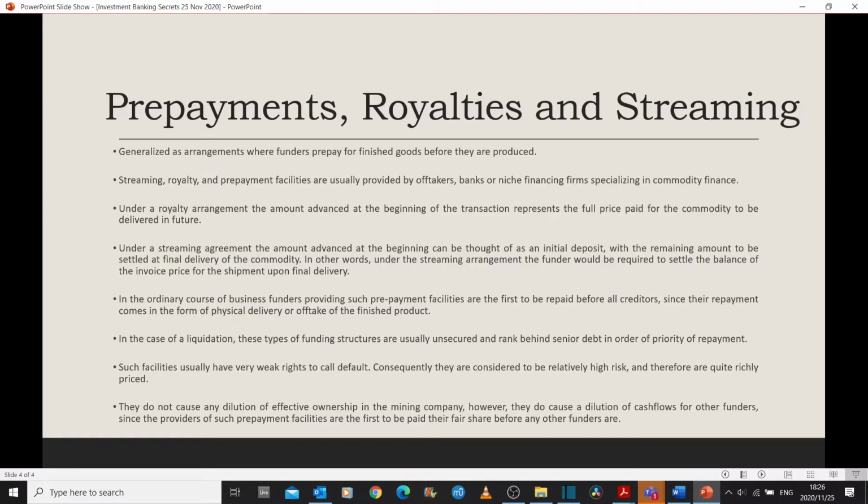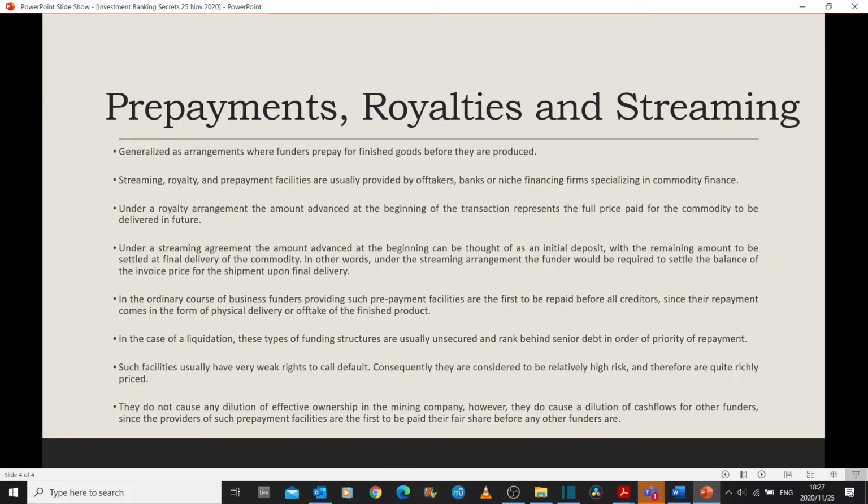With a streaming arrangement, I can say to the mine, okay, I'm going to give you $10 million, but this time I want 1% of your production, and every time you deliver to me, I'll give you $1,000 an ounce of gold. So I'm getting gold at a deeply discounted price. If the current gold price is 1,800, when the company delivers to me, I only give them $1,000.